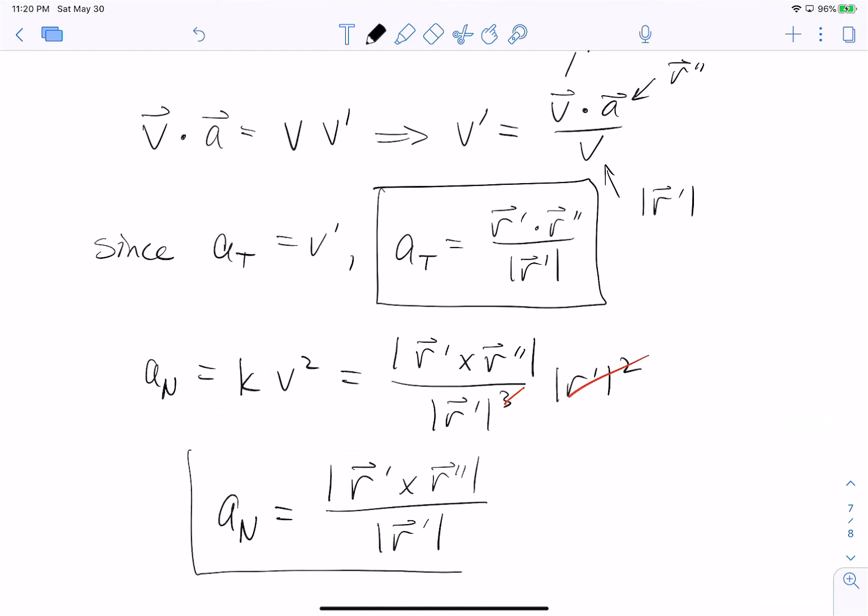This is kind of nice because now we have expressions for a sub T and a sub N that depend only on r prime and r double prime, and they even look similar. For a sub T it's a dot product, and for a sub N it's the magnitude of a cross product in the numerator, and both of them have the magnitude of r prime in the denominator.